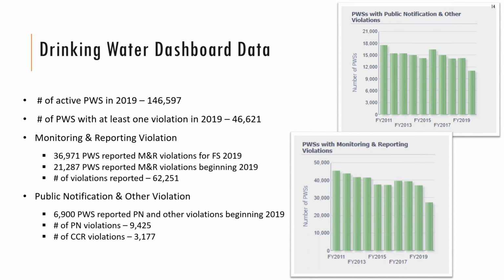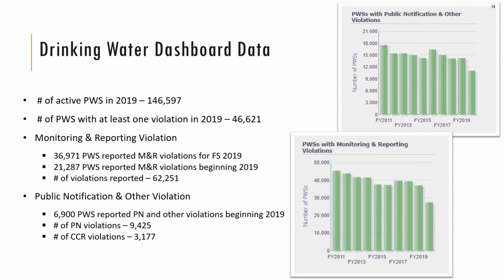Now, out of those systems, close to 37,000 systems reported monitoring and reporting violations for the fiscal year of 2019, while 21,000 systems reported monitoring and reporting violations since the beginning of the year 2019. I made this distinction between fiscal year and beginning year because the overall data from the fiscal year 2019 included violations from past years, which I believe haven't been resolved yet. So to refine the data more and make data analysis easier, I chose the violation data which were reported since 2019. And with that, there were 62,000 monitoring and reporting violations which were reported since 2019.